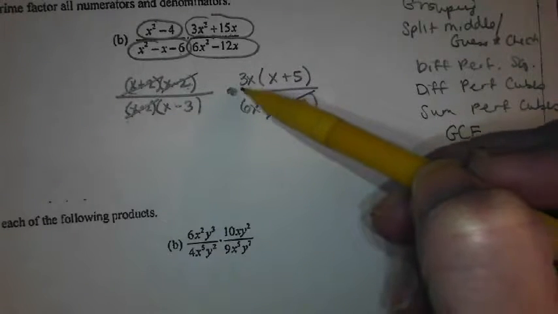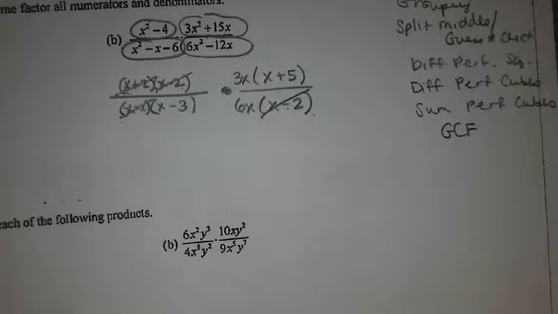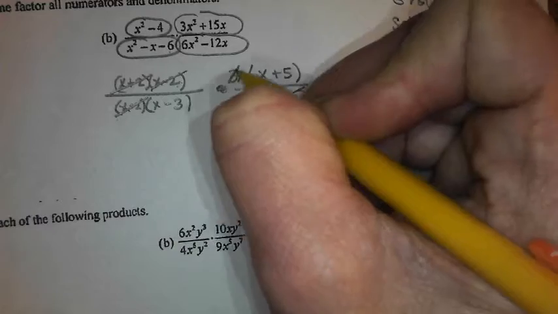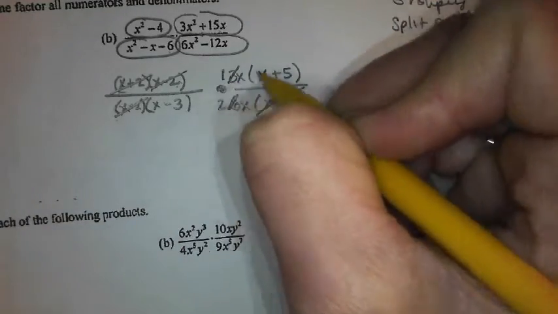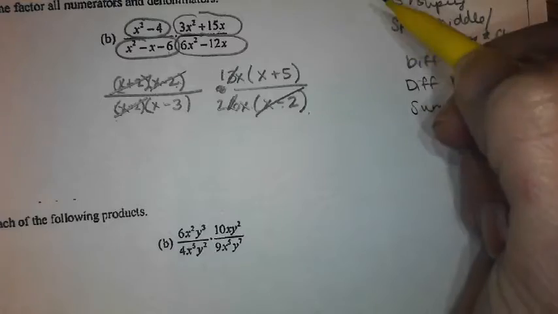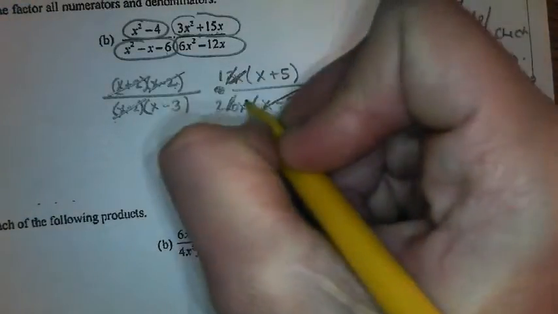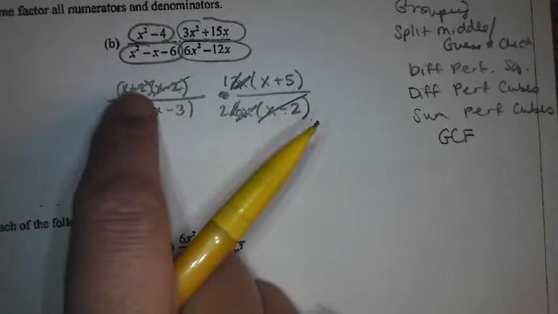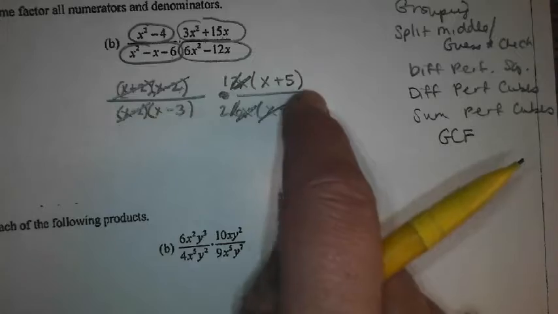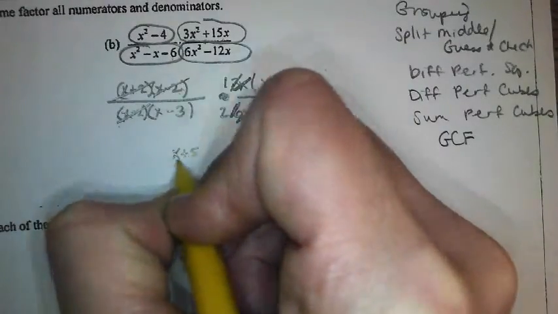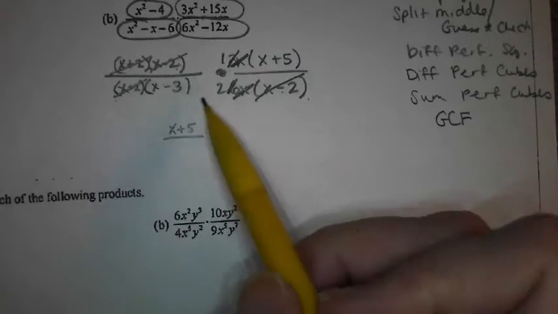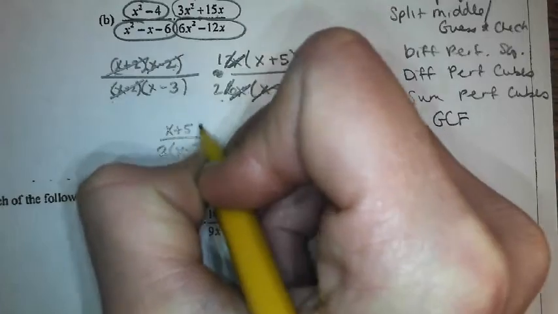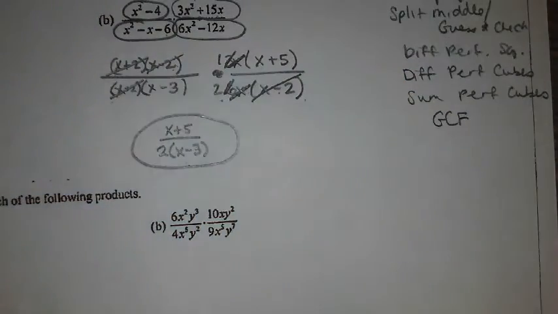How about our monomials? 3x and 6x. 3 and 6 cancels to become what and what? 1 and 2. And x just straight up cancels, right? X divided by x cancels. So if I scan across my numerator, I just have an x plus 5, right? The positive 1 is unnecessary. And across my denominator, I have 2, and then a parentheses x minus 3. There we are.